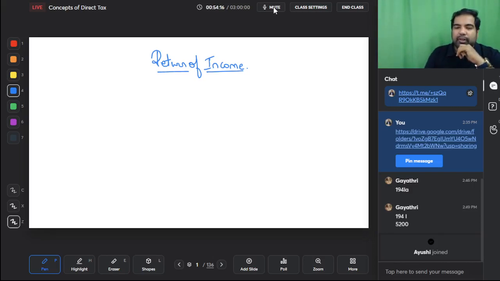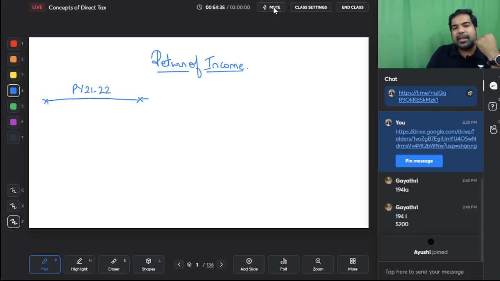Guys, what is return of income? First, let me give you a background. See, during the year a lot happens. You earn income, you have deductions, you have exemptions. So a lot of things happen during the year, and your year is 21-22. And when all these things happen, you are supposed to tell the government.